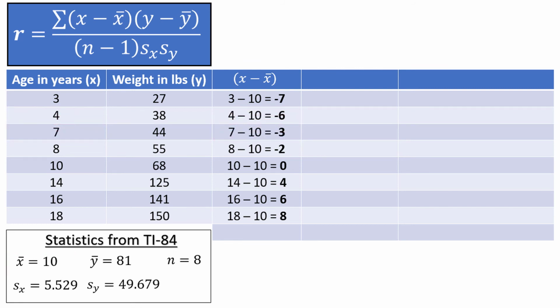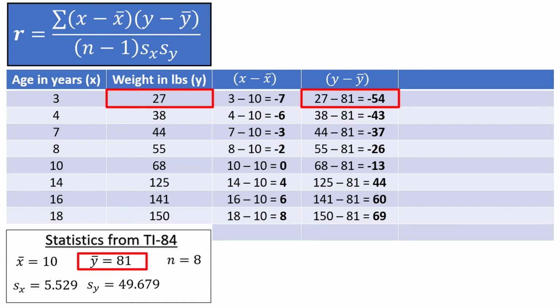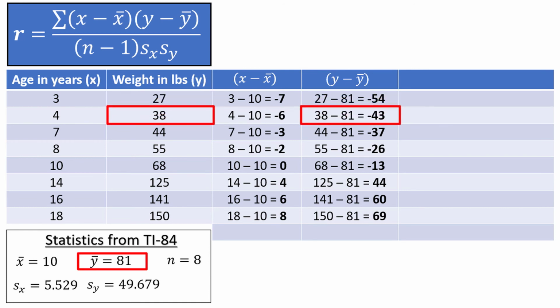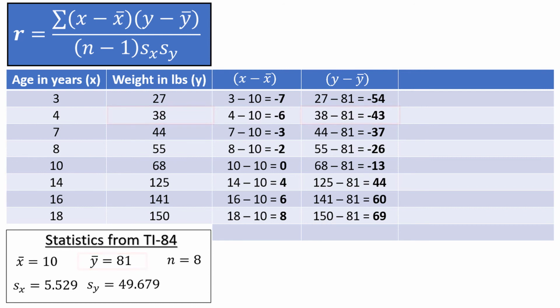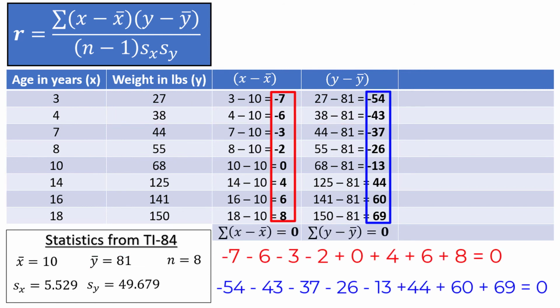We do the same thing for y. Take each y value, or weight, and subtract the mean of 81. 27 minus 81 is negative 54, 38 minus 81 is negative 43, etc. If you'd like to check your work up to this point, you can add up the two columns that we just calculated, and you should get 0 for each of them.